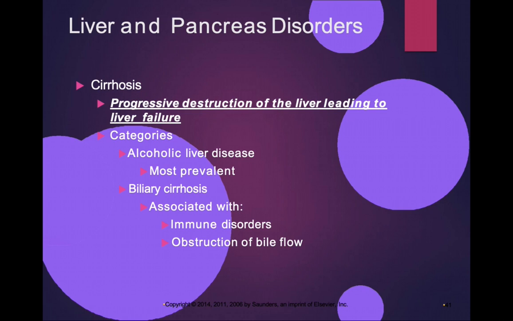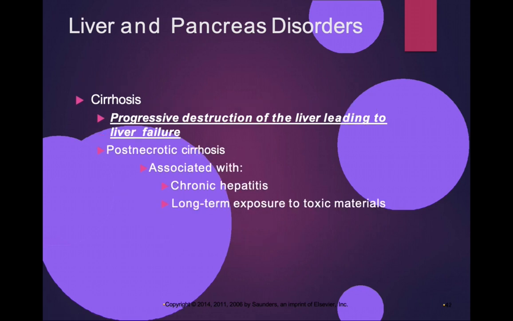So what is cirrhosis? It's progressive destruction of the liver, leading to liver failure. There's alcoholic liver disease. That's probably the most prevalent and leading cause of cirrhosis. There's biliary cirrhosis that can be associated with an obstruction of bile flow or certain immune disorders as well.